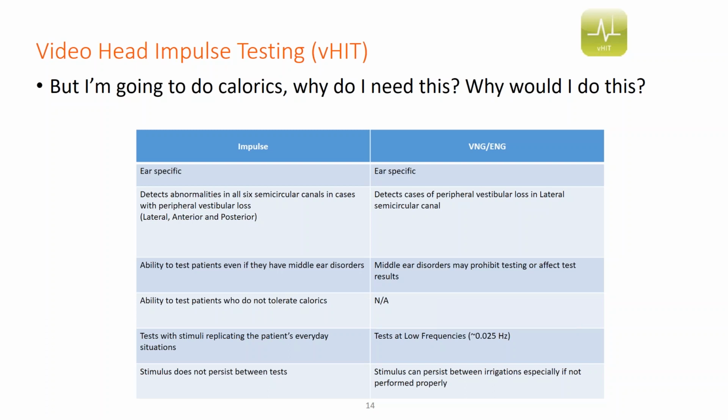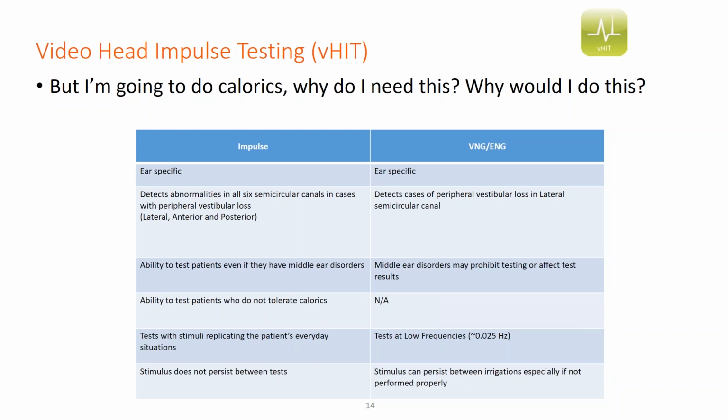You're looking also at a faster head movement that I think is more akin to the movement you might make before you cross the street. You'd quickly look both ways and decide to go, whereas the caloric test is a lower frequency or slower speed stimulus. And with impulse, once you're done moving the person's head, you're generally done stimulating them. Where we know with calorics, you're waiting 3 to 5 minutes between the irrigations, especially if the irrigation hadn't been performed properly.